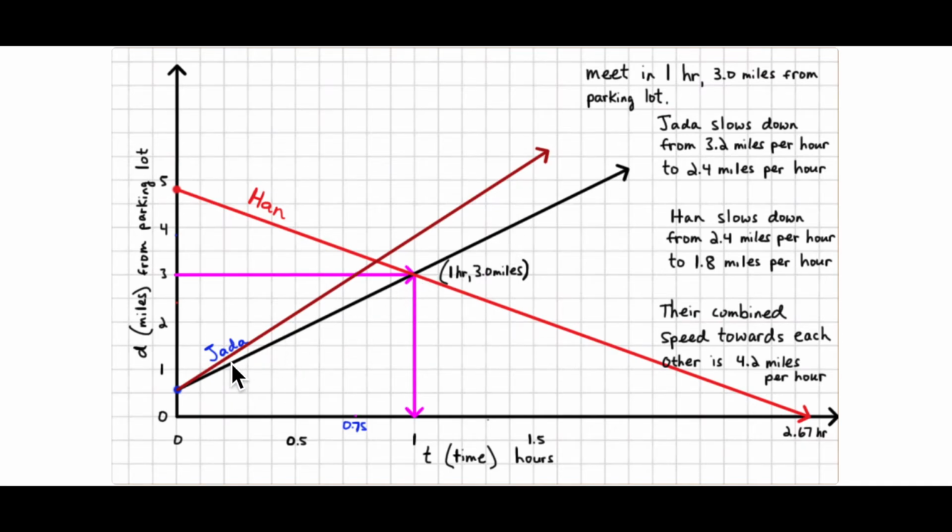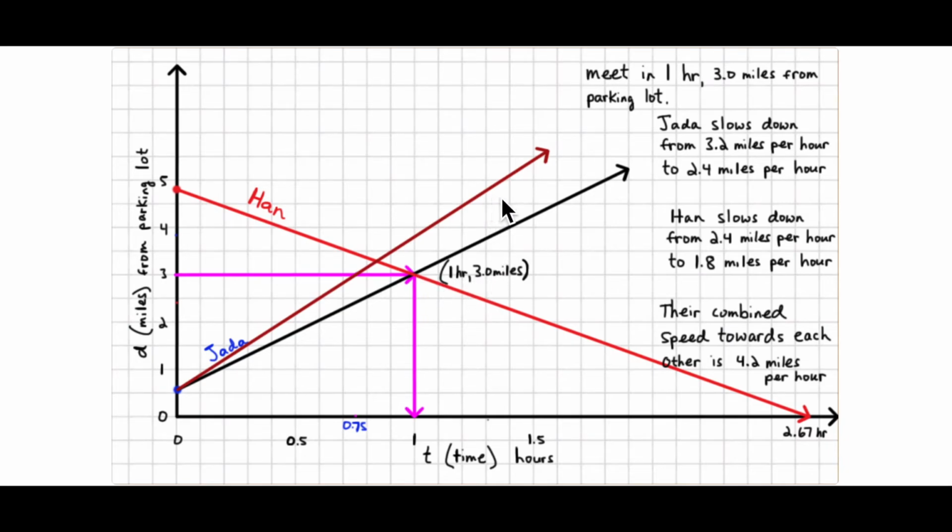And so how much does her rate have to adjust? She already walked 6/10 of a mile, and now she has to walk another 2 4/10 miles to get to that 3 miles out. So she has to walk 2 4/10 miles in 1 hour. Well, that's her rate, 2 4/10 miles per hour. So she has to slow down.